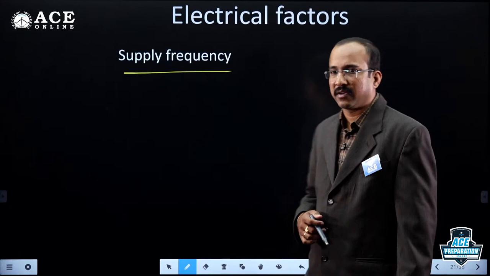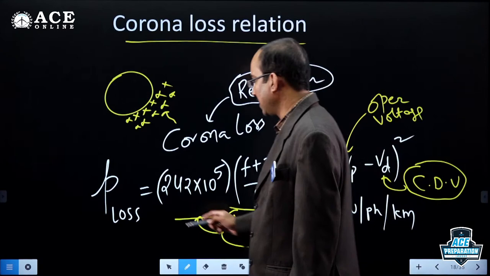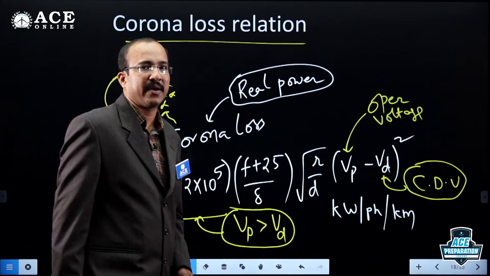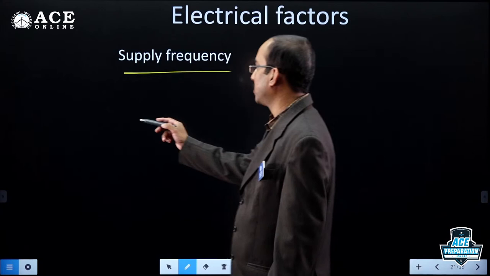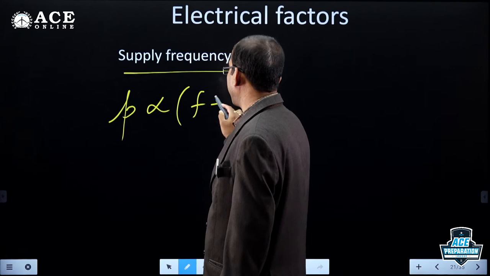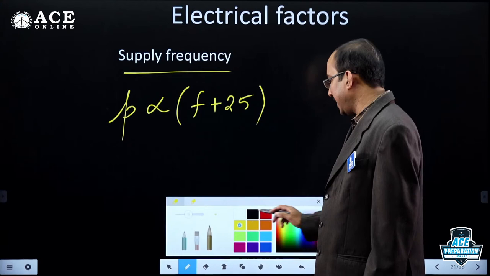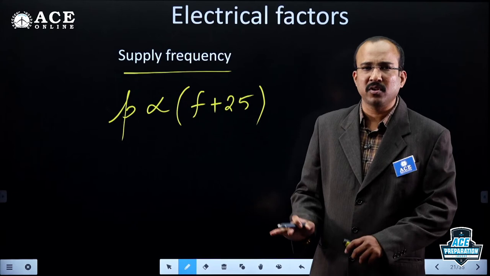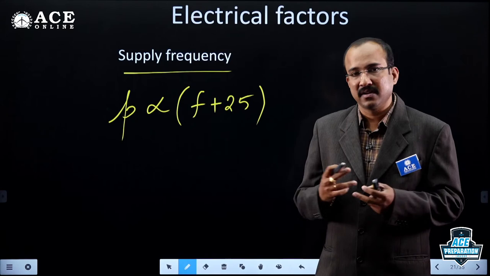So from this corona loss relation, what is your observation? Corona loss is directly proportional to (f + 25), that is, frequency plus 25. You may get a doubt: is corona loss present only in the case of DC or AC or both? There is a chance of occurrence of corona in both AC as well as DC. But where will the corona loss be more, in AC or DC?